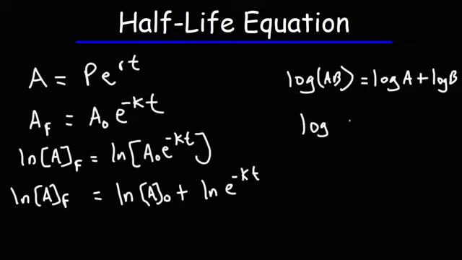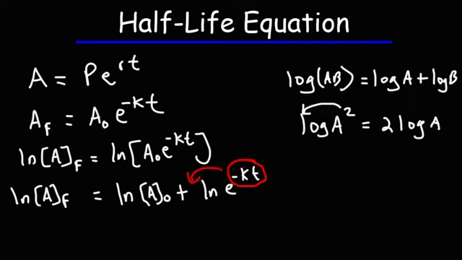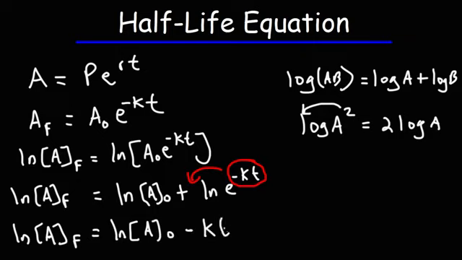Now, another property of logs, known as the power rule, allows us to move the exponent to the front. So log A squared is the same as 2 log A. So what we're going to do here is take this exponent, negative kt, and move it to the front. So we have ln A final is equal to ln A initial minus kt ln e. Now the natural log of e is equivalent to 1. So we could simply get rid of this.